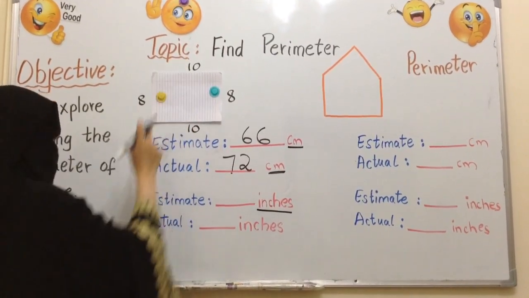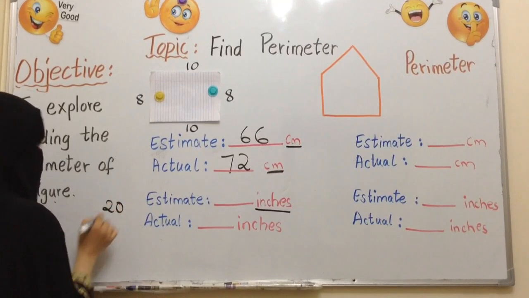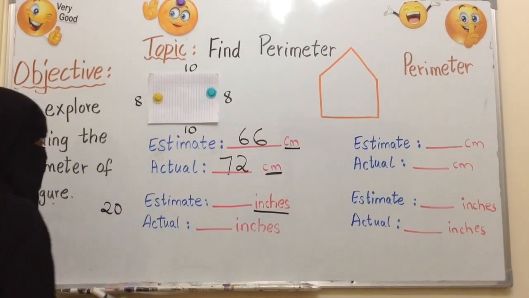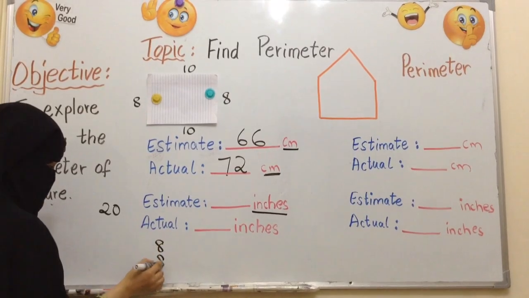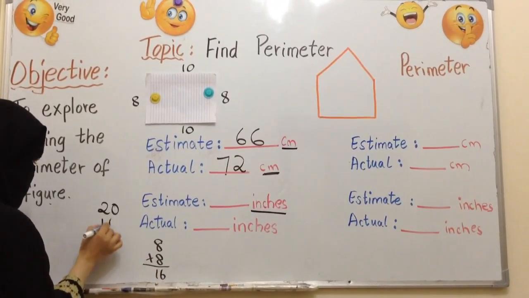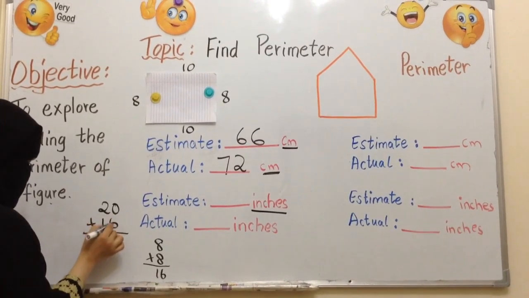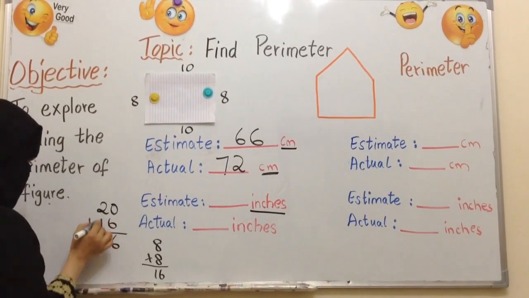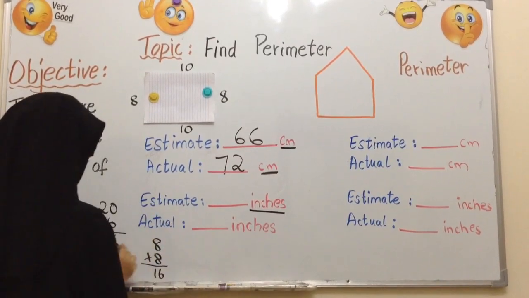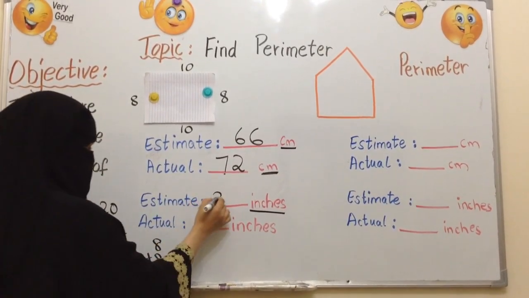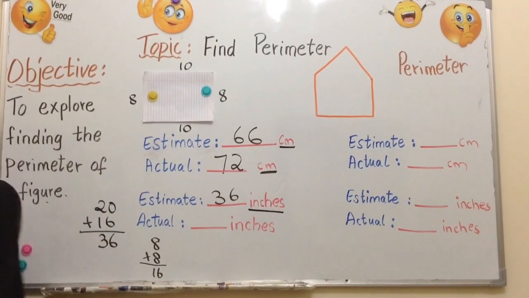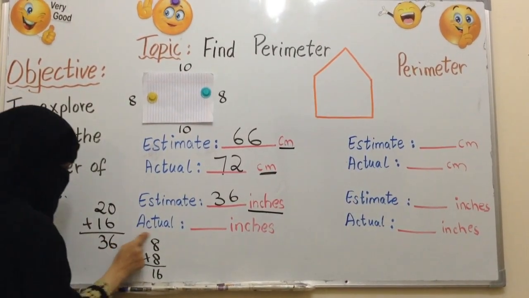Now 10 plus 10, what are you going to get it as? 20. And what about 8 and 8? 8 plus 8, double of 8 is 16. Now when we add 0 plus 6, 6. 2 plus 1 is 3. So estimate, we got it as 36 inches.